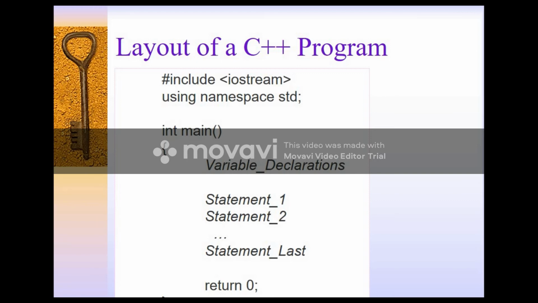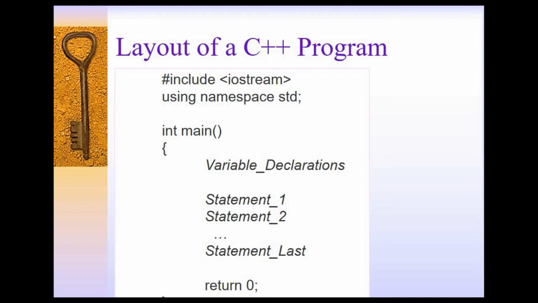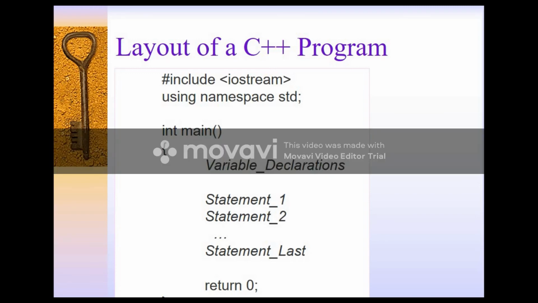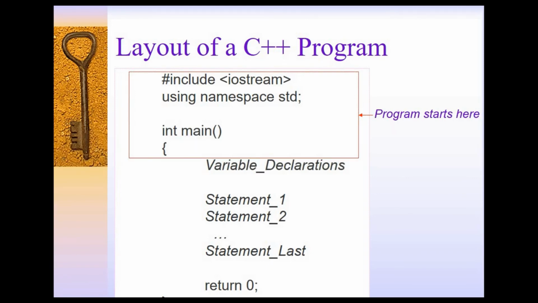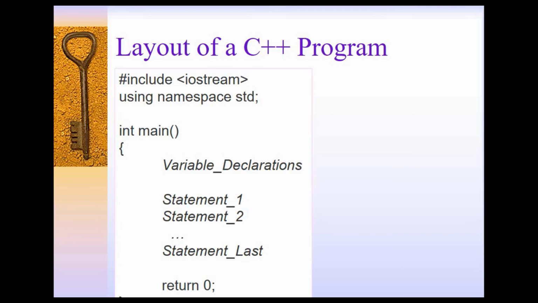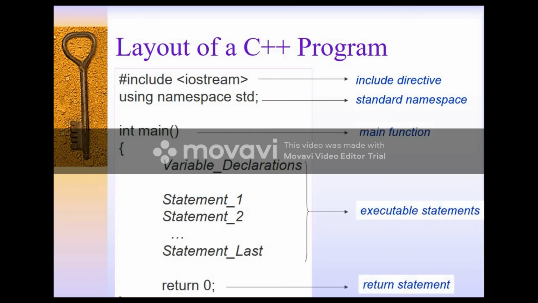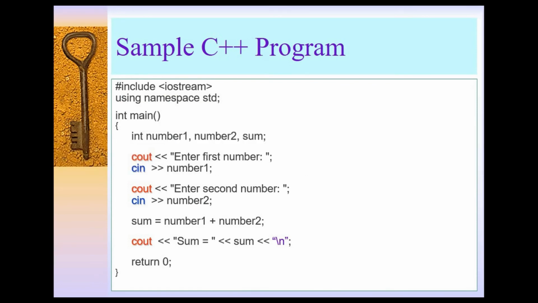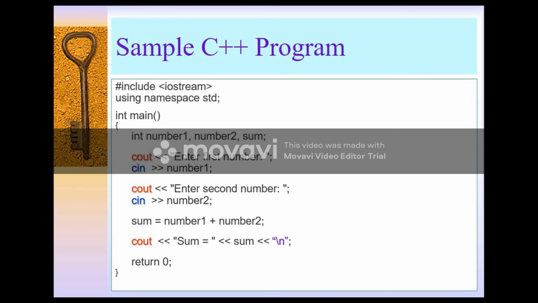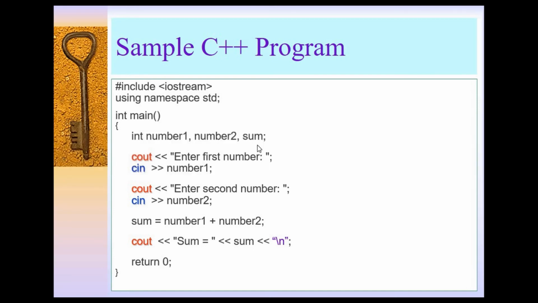Now you can see the layout of a C++ program: hash include iostream, using namespace std, int main, variable declaration, statement 1, statement 2, and so on as you keep giving statements, then return 0. It says the program starts here and the program ends here. This is the layout of a C++ program: include directives, standard namespace, main function, executable statements, and return statement. For the first sample program we need not give the variable declaration. Just print something, that is cout, hello world. No need to give int numbers and all; it will come at a later stage.